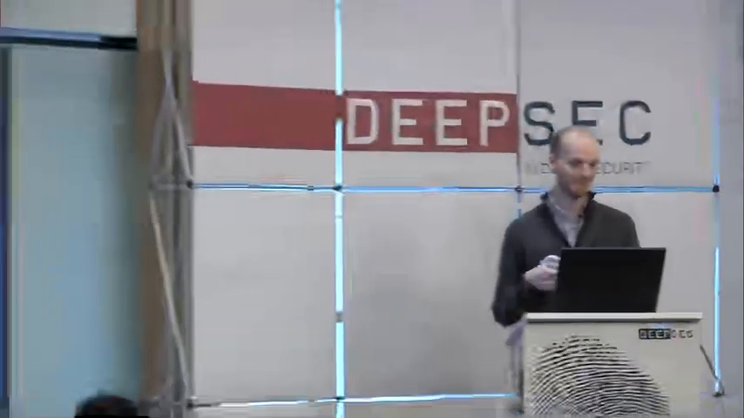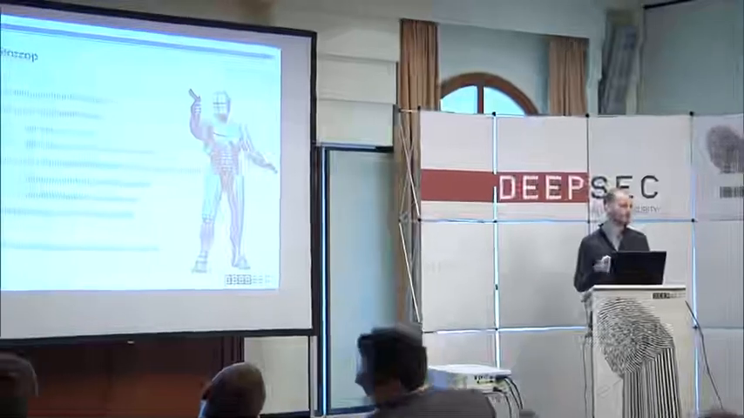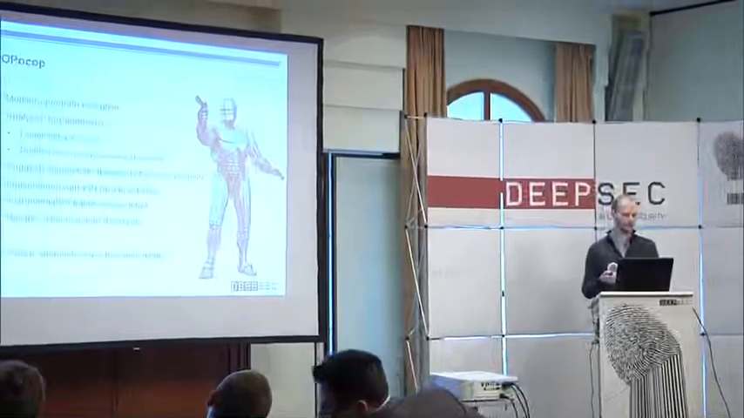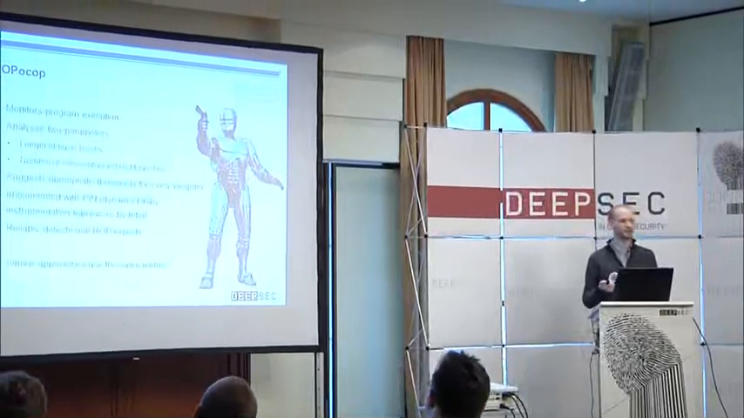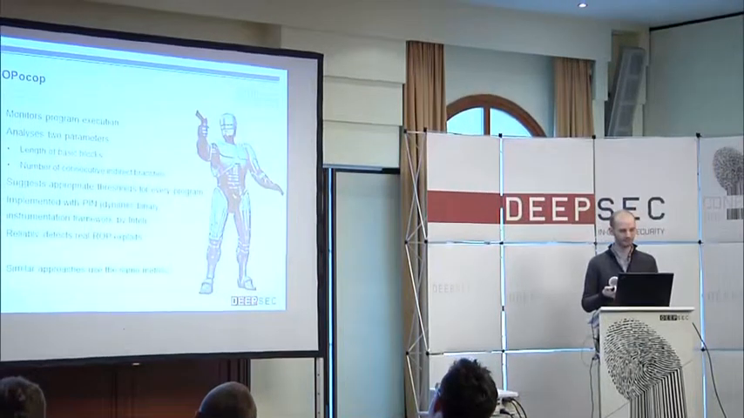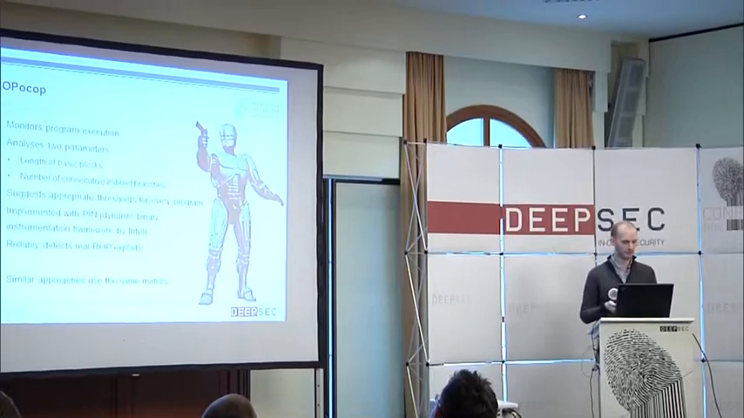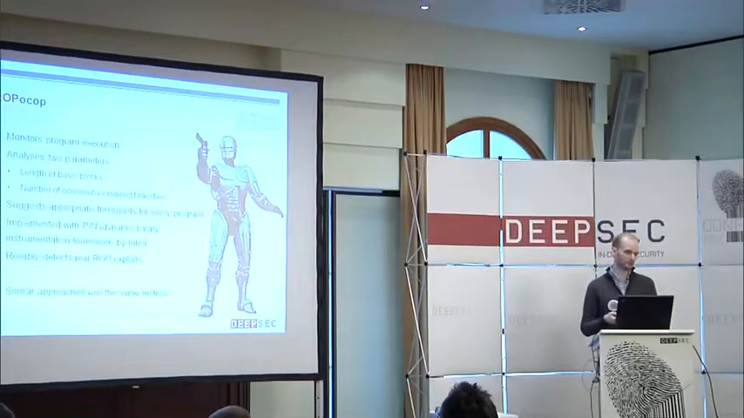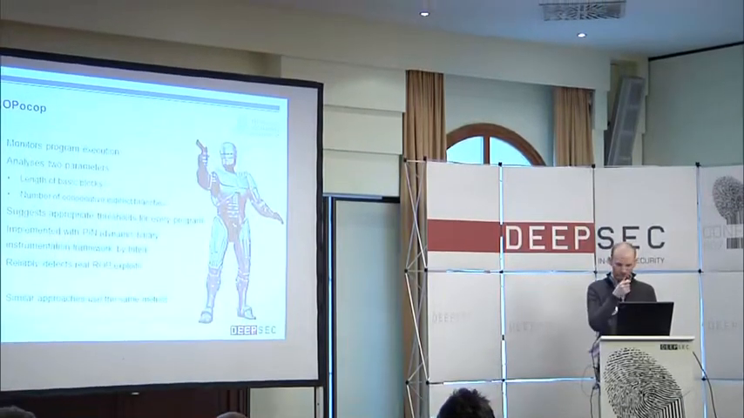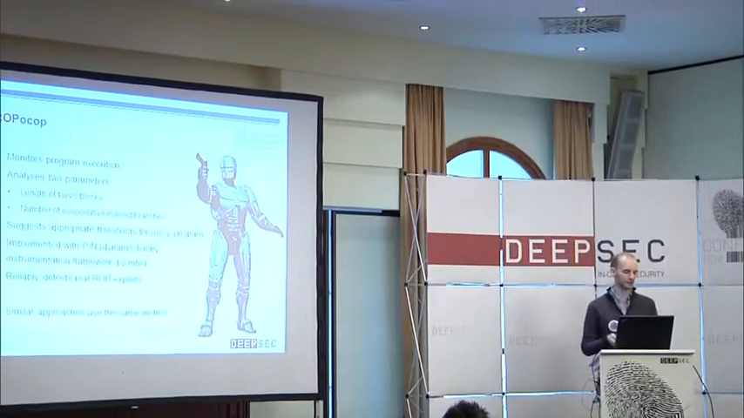So what we did, and many others too, we made ROPecker, which monitors program execution and looks for those parameters. So basically, we monitor the length of basic blocks and the number of consecutive indirect branches. We used the PIN framework by Intel for that, which is a binary instrumentation framework. And we were able to reliably detect real ROP attacks, which we found in the wild. There are 3 or 4 similar approaches which also use those metrics.